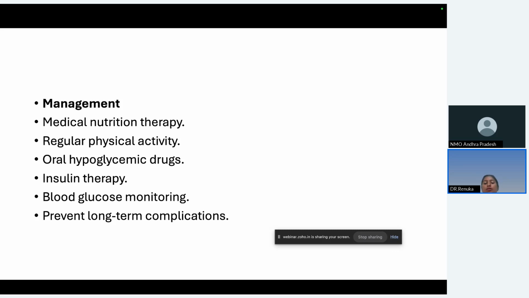We have to prevent long-term complications. If you don't take medications properly, what happens? All this retinopathy, nephropathy, neuropathy, all this damage occurs. So we have to prevent these long-term complications, we have to treat the patient, we have to manage the patient with nutrition, oral hypoglycemic drugs, and also physical activity. We have to advise the patient to do physical activity. Done.